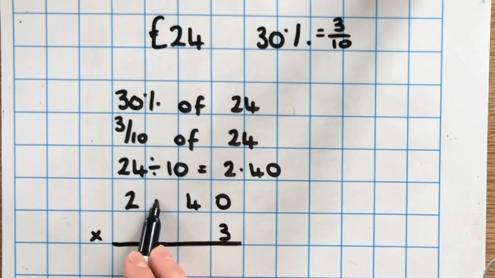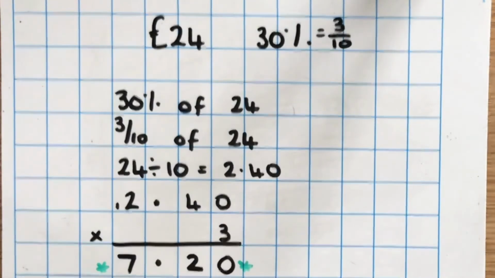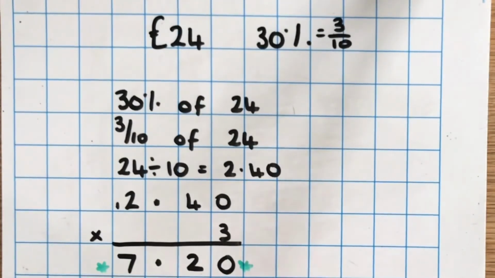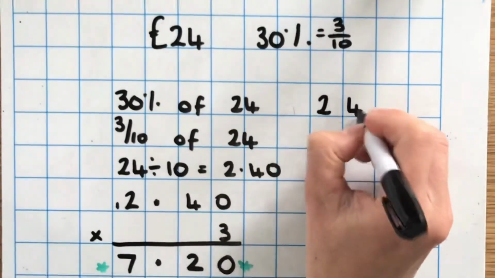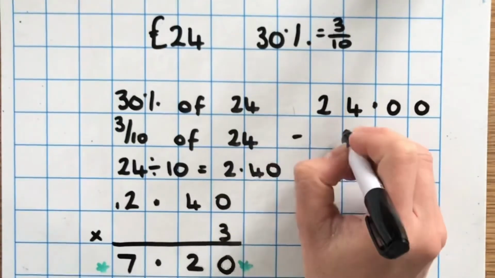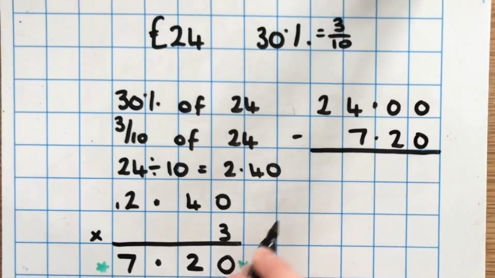So don't forget your decimal point. So 0 times 3 is 0. 4 times 3 is 12. Okay, decimal point. 2 times 3 is 6, plus 1 is 7. So this £7.20 is 30% of 24. Now that's not the answer to your question because you need to then take that away from the 24. Okay, so we're going to do 24 take away £7.20, and that'll give you the new price of the shirt.